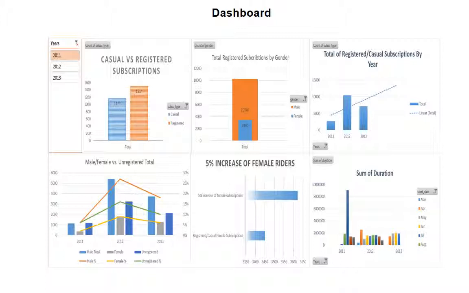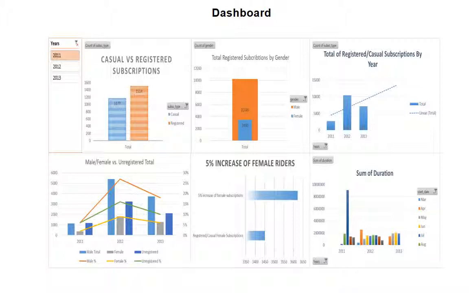My fourth chart is a Pareto chart, which is male/female versus the unregistered total. And if you look at it, you can basically analyze all the data and see how the female total, the male total, and the registered total are affecting the bases. My fifth chart is a 5% increase of female writers, and I show the regular registered casual female subscriptions, and then I add the 5% increase. And they can see this to use for planning purposes and stuff like that.